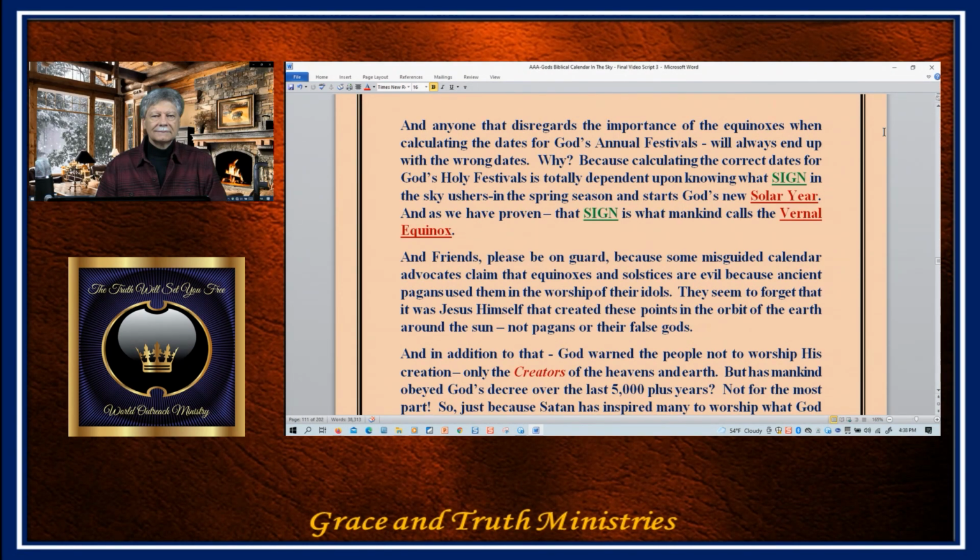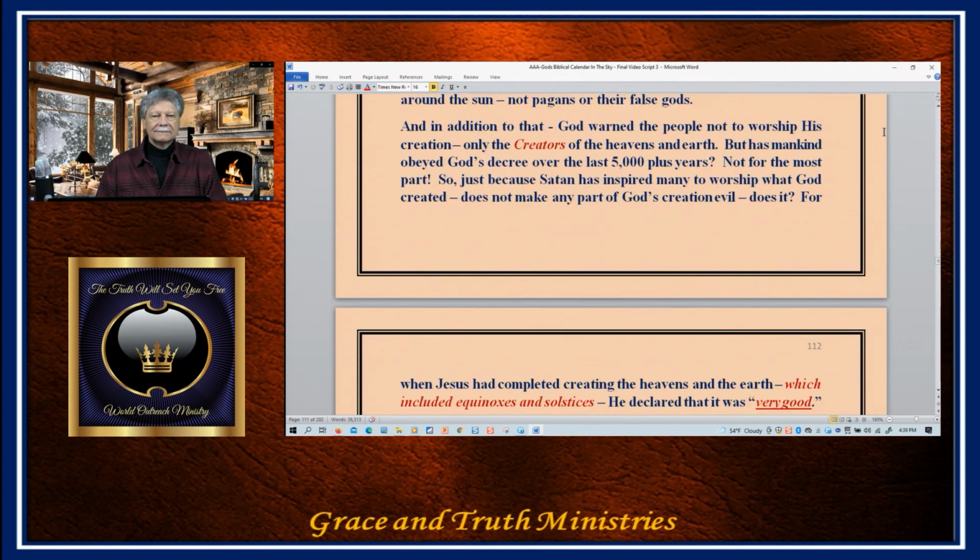It's a truth. And please be on guard, because some poor misguided calendar advocates claim that equinoxes and solstices are evil because ancient pagans used them in the worship of their idols. But you know what? These same people seem to forget that it was Jesus himself that created these points in the orbit of the earth around the sun. Not pagans or their false gods. Satan didn't create them. And in addition to that, God warned the people not to worship his creation, only the creator of the heavens and earth.